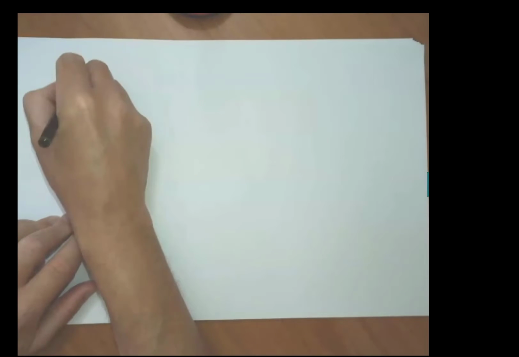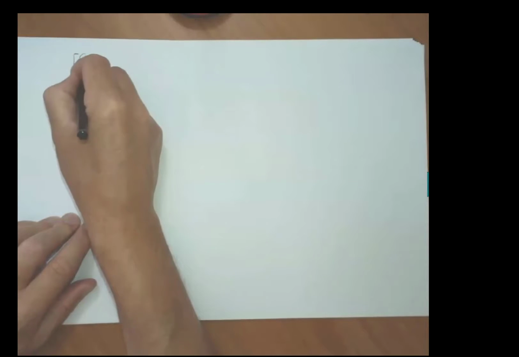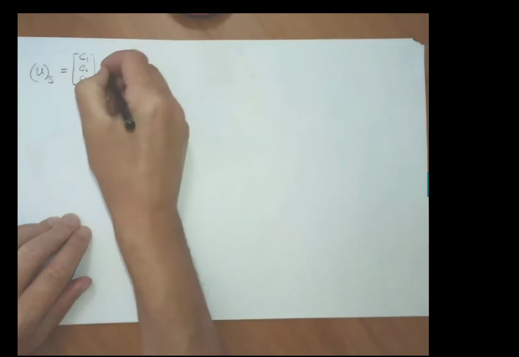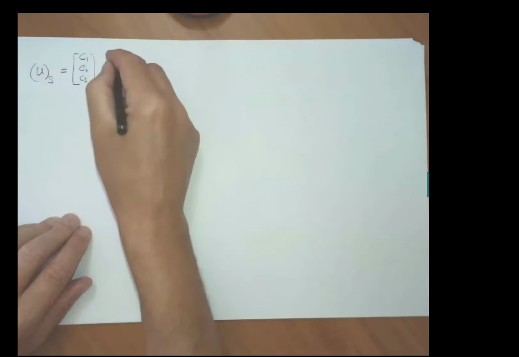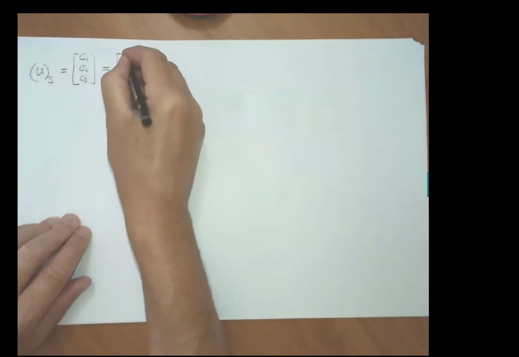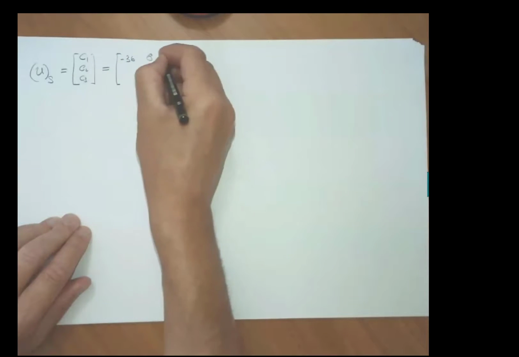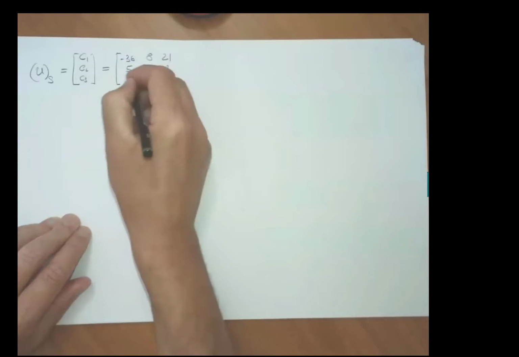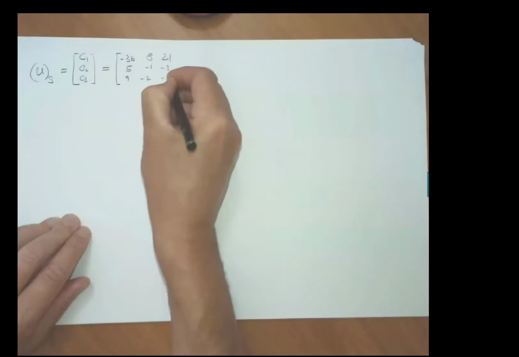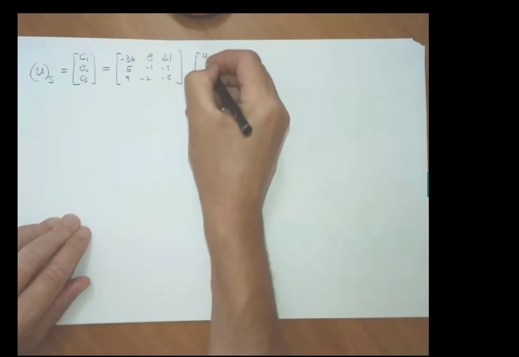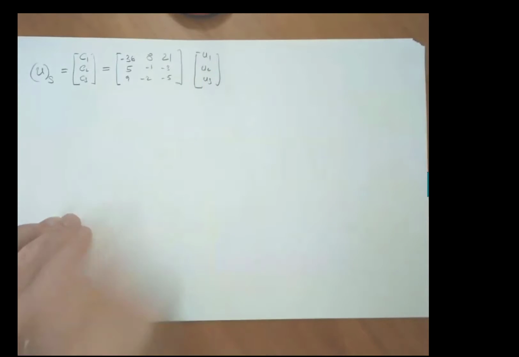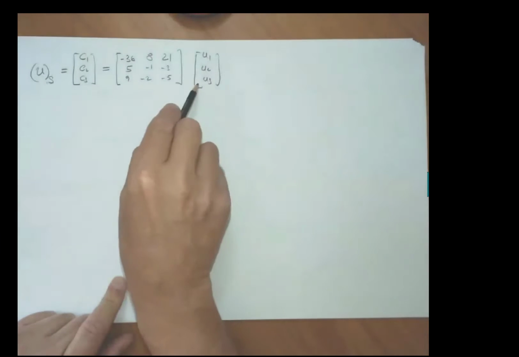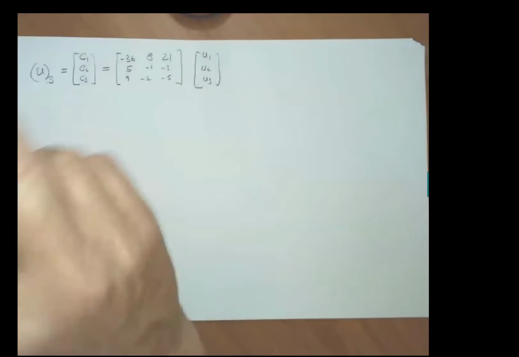So the coordinates C1, C2, C3, which are the coordinates of U with respect to the new basis S, is A inverse. So I copy now A inverse from the previous papers. Negative 36, 8, 21, 5, negative 1, negative 3, 9, negative 2, negative 5, times the coordinates with respect to the standard basis. So this is how we get the coordinates with respect to S if someone gives us the coordinates with respect to the standard basis.